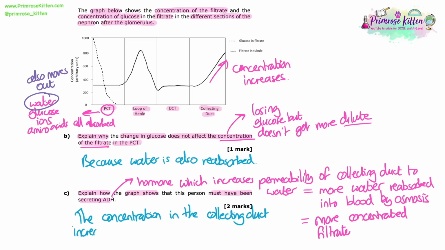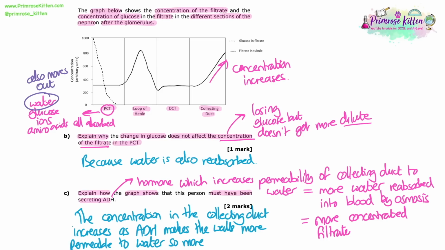The concentration in the collecting duct increases as ADH makes the walls more permeable to water, so more water leaves by osmosis. So I've got my evidence from the graph, which is that the concentration in the collecting duct increases, and then my explanation of that with ADH included.